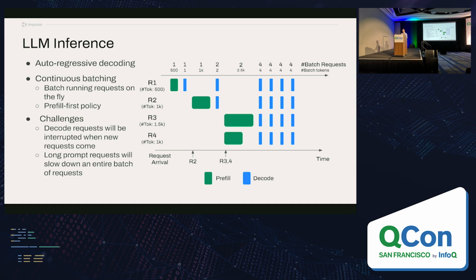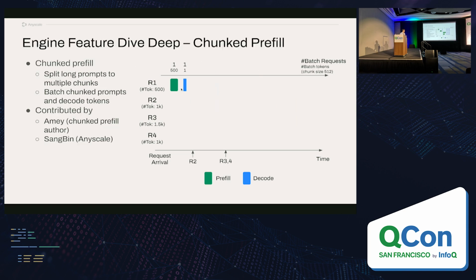The second part is, if there's a long prompt, let's say request 3 has 1.5K input tokens, this will slow down the entire batching of the requests. So you can see the latency between this token and this token is actually much longer than between this token and this token. In order to solve this problem, an important feature that's already integrated into vLLM is called chunked prefill. The basic idea is we want to split the long prompts into multiple chunks, and then batch the chunked prompts and decode tokens together.